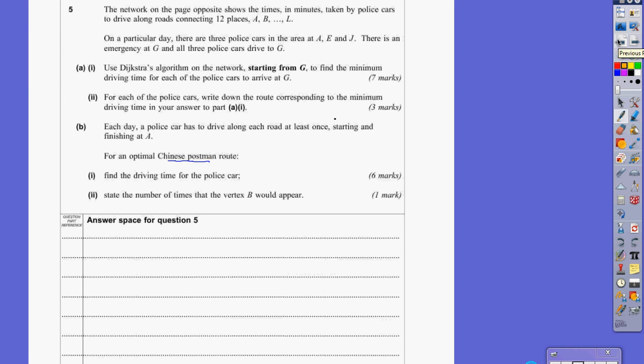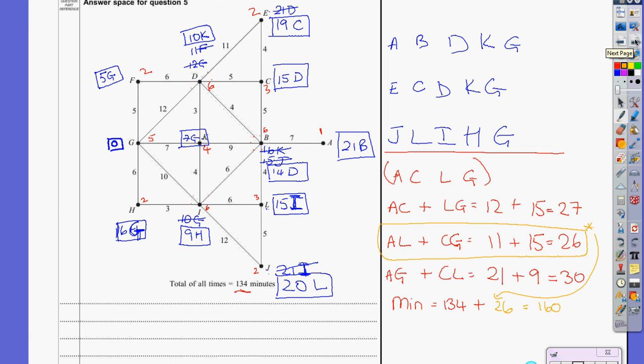Okay, the next part of the question, hopefully, so find the driving time for the car. So the car would take 160 minutes to get around that, with repeating those routes to make them even to get back to A. State the number of times the vertex would appear at B. Right, so if we're using this, we need to think how many times you're going to be at B. B is here, okay?